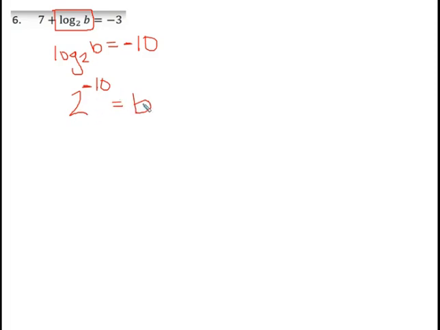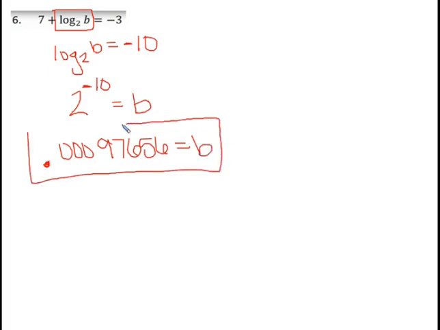So this one's pretty simple. Notice how our variable is kind of all by itself. We just have to figure out what 2 to the negative 10th would be, and that's a really, really small number. I think it's like 0.000976556, something crazy like that. So that one really wasn't too bad. Let's try one that's a little bit more complicated.